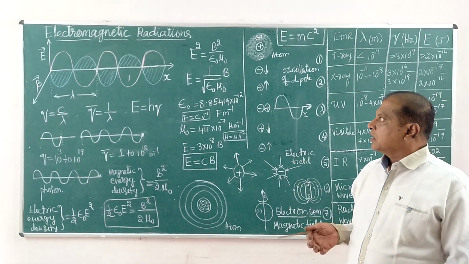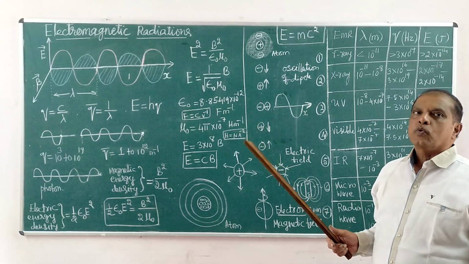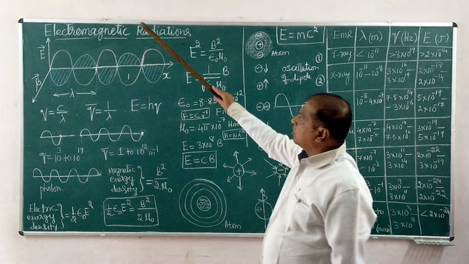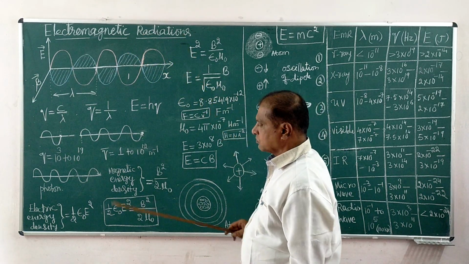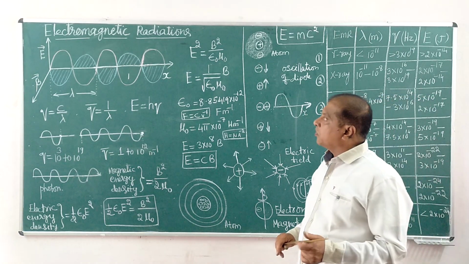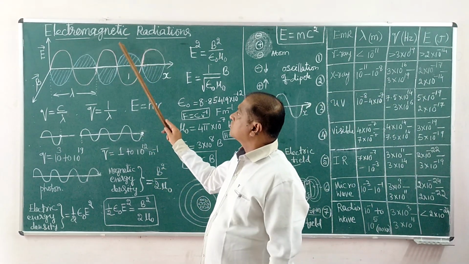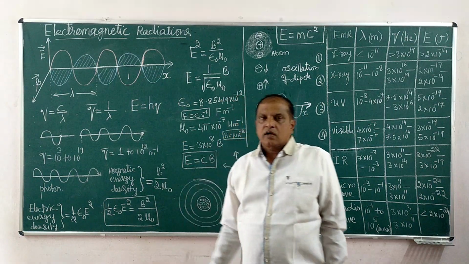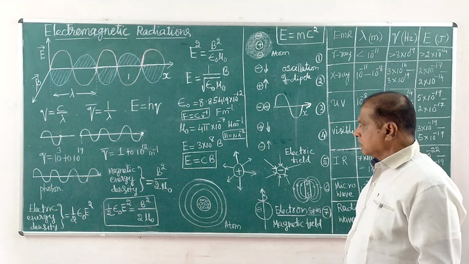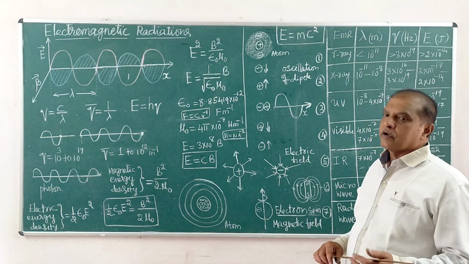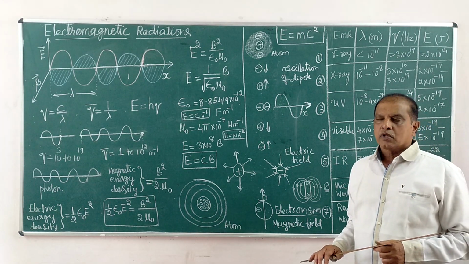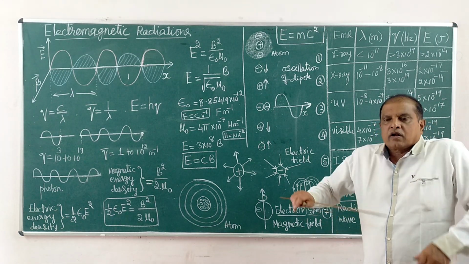Now there will be a discussion on second PU or class 12 physics chapter electromagnetic radiations. Let us understand the concept of electromagnetic radiations. To understand the concept of electromagnetic radiation, let us have a discussion on the matter and energy and the interaction between them. The interaction between the matter and energy.